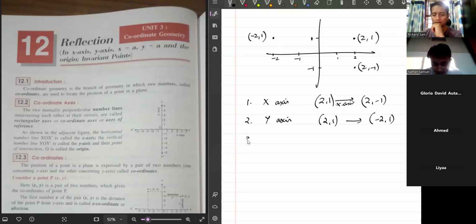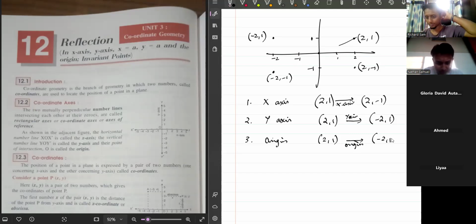Then the third one is the origin. Now, reflection on the origin. What is origin? This point is the origin. Any reflection on the origin will be seen over here, straight across the origin. So what will be the coordinates of the point? -2, -1. So on the origin, both the values change. X and y both will change sign. If it's minus, it becomes plus. If it's plus, it becomes minus.